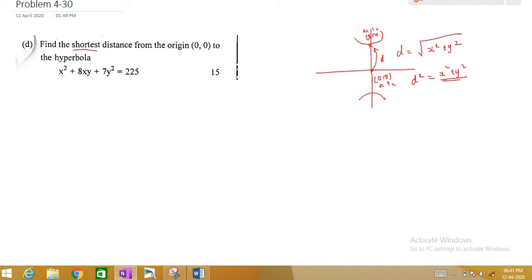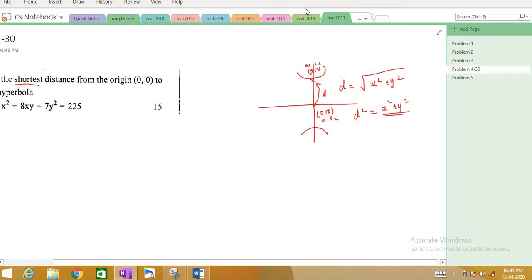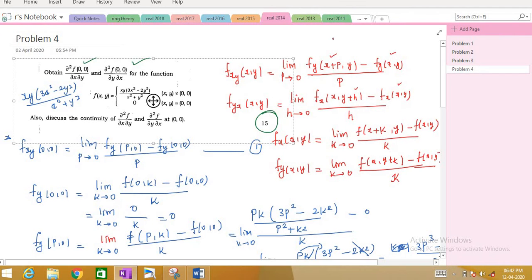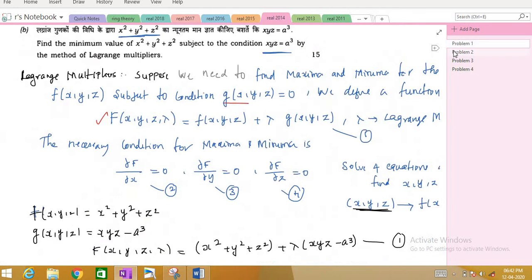I always recommend you to watch the videos from part 1 to this part 30, because we have solved a lot of problems based on Lagrange multipliers, right? In all the videos I can't explain Lagrange multipliers again because I have explained them many times. If you want more detail, you can go through the real analysis 2014 question paper. In that, we found the minimum value of x square plus y square plus z square subject to the condition xyz equal to a cube. Here the condition is the hyperbola, and the minimum value you have to find is for x square plus y square.